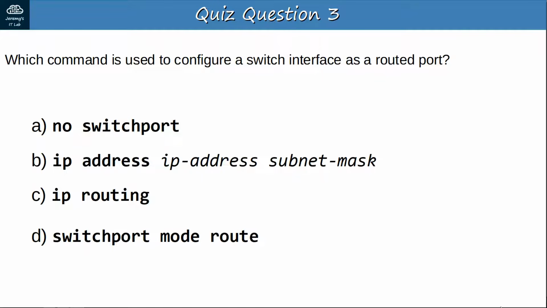The answer is A. No switchport. This configures the interface as a routed port, and allows you to configure an IP address on the interface. C, IP routing, is used to enable IP routing on the switch, but it doesn't set an individual interface as a routed port.